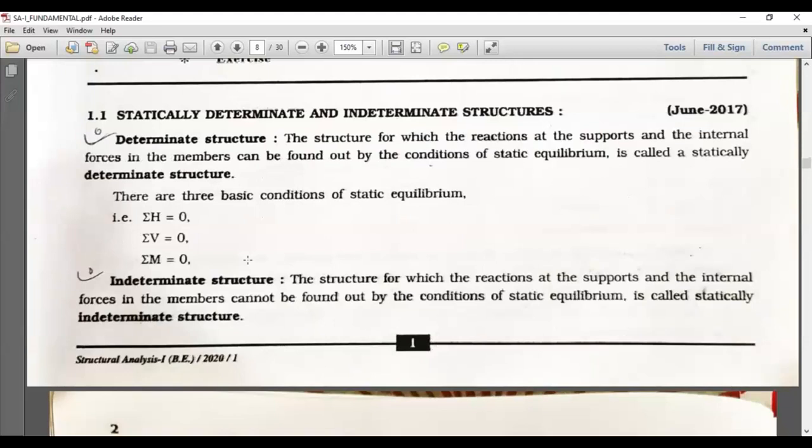Determinate structure: the structure for which the reaction at the support and the internal forces in the member can be found out by conditions of static equilibrium is called a statically determinate structure. There are three basic conditions of static equilibrium: summation of H equals 0, summation of V equals 0, summation of M equals 0. That indicates horizontal forces equal 0, vertical forces equal 0, and all the moments from all directions equal 0.